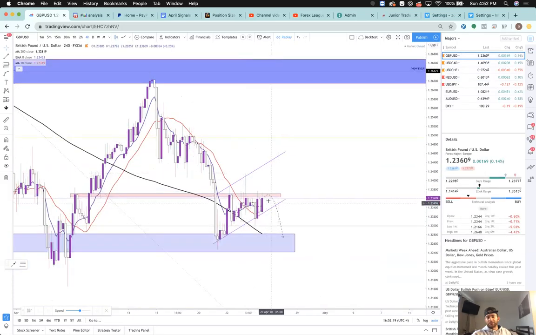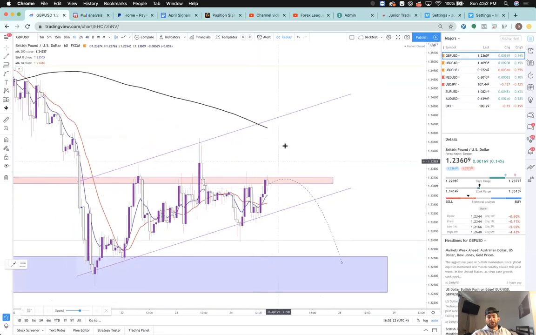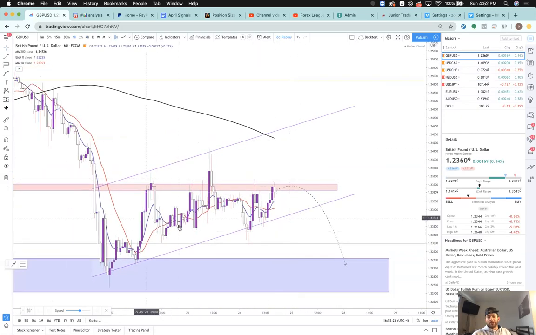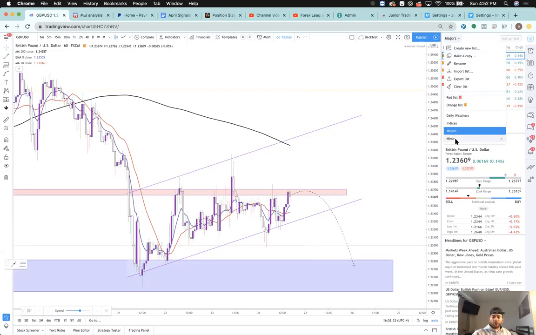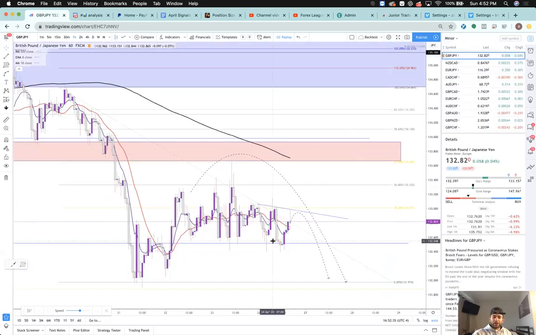I am looking for this to continue lower, but at the same time, that's just an idea, guys. This could continue to pop up. This has been making these higher lows. So we'll see. That's just an idea. So let's go over to GJ.